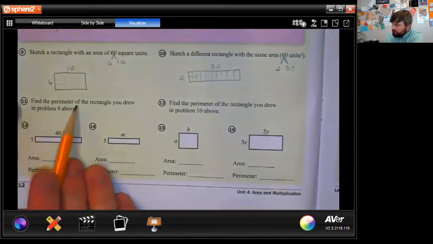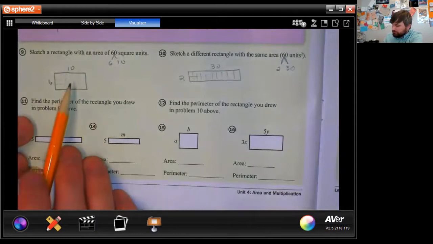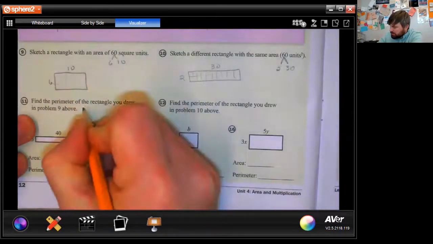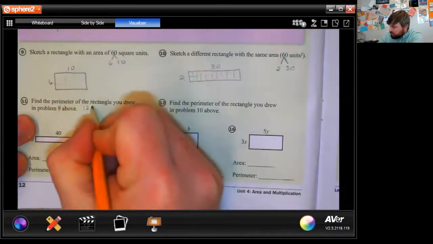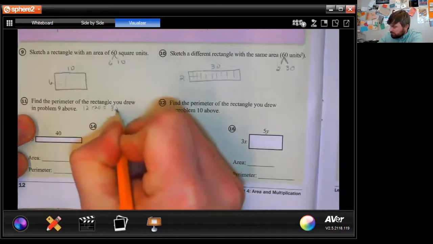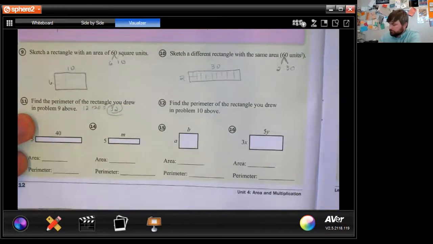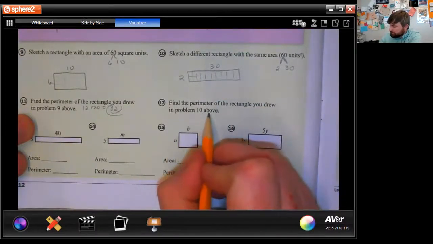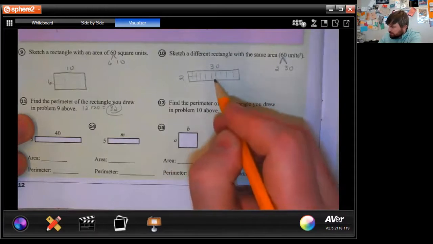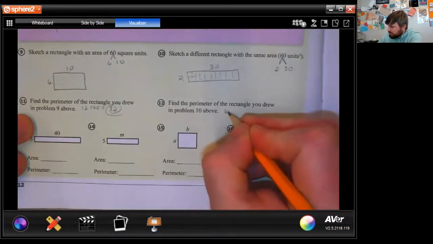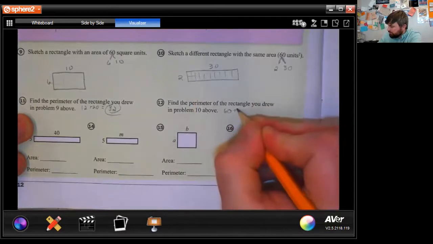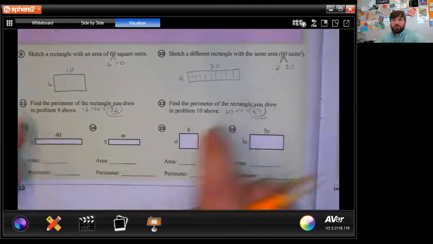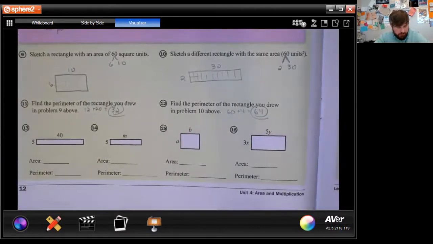Find the perimeter of the rectangle you drew in number 9. So the perimeter of this one, you've got 6 and 6 makes 12, and 10 and 10 makes 20. So here you got 32. Over here, find the perimeter of the one you drew in 9. You have 30 and 30 makes 60, 2 and 2 makes 4. So 60 plus 4 is 64. So the perimeter is much larger on that one.